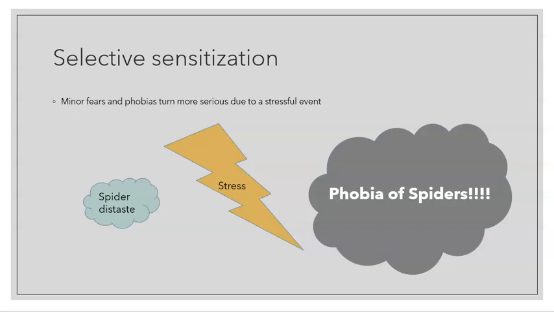In your textbook, they gave a great example of someone who isn't a huge fan of driving, but they can drive, it's fine. But then she gets a divorce, and now she has a phobia of driving. She has a panic attack every time she drives, because this stressful event that's not related to the phobia at all can blow things out of proportion. So that's selective sensitization. So we'll end this video here, and then in the next video, we'll talk about how we can treat phobias.